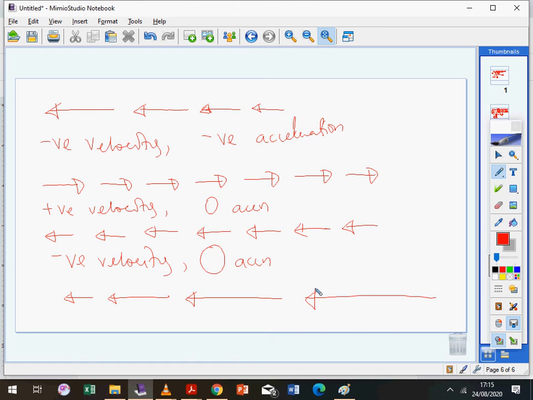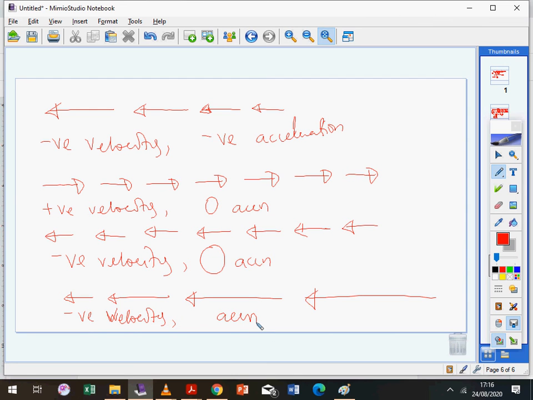Velocity is obviously negative because the arrows are pointing to the left. The velocity is negative. We know it has an acceleration because the arrows are changing. The size of the arrows are changing.